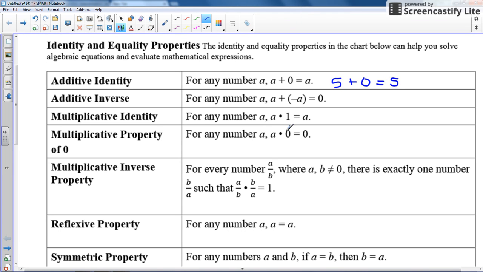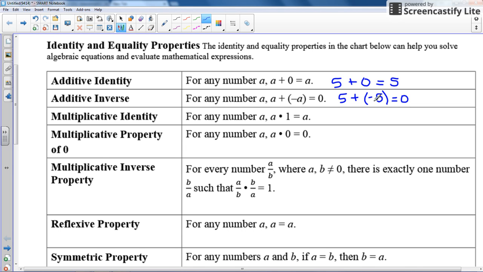Okay, the next one is the additive inverse. And you might think of this one as adding opposites. When we add opposites or add inverses, we get 0. So for example, 5 plus negative 5 is 0.